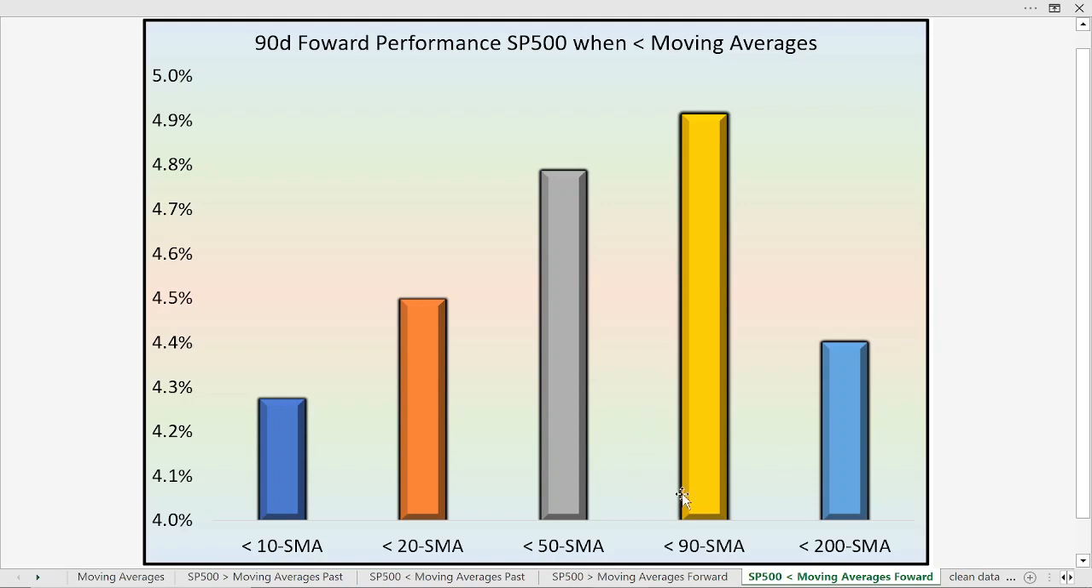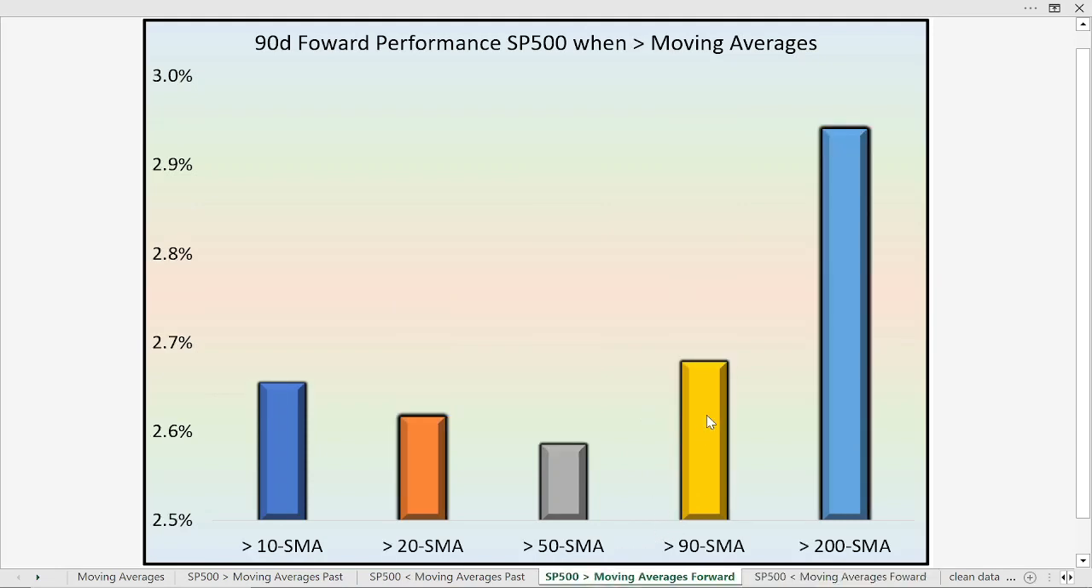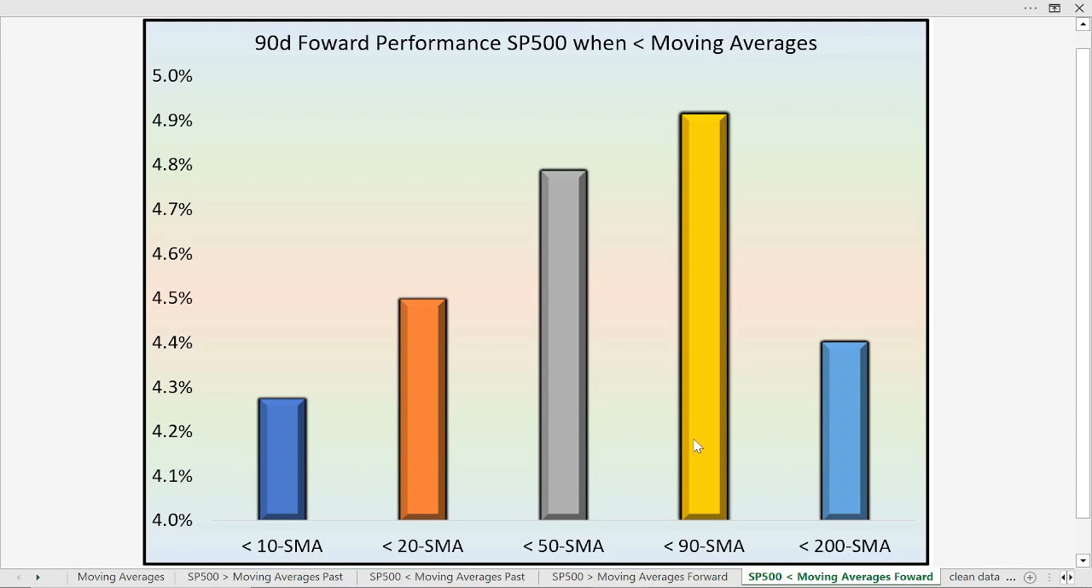Well, let's take a look back. That's if it's below the 90 simple moving average. What if it's above the 90? 2.7. Below the 90? 4.9. The data suggests that if the stock market is below the 90 simple moving average, we tend to see superior performance over the next 90 days.